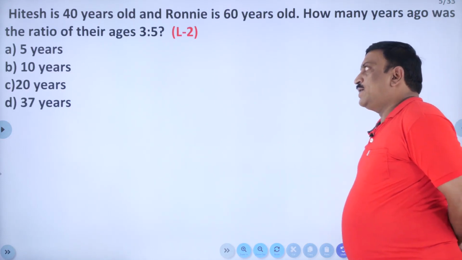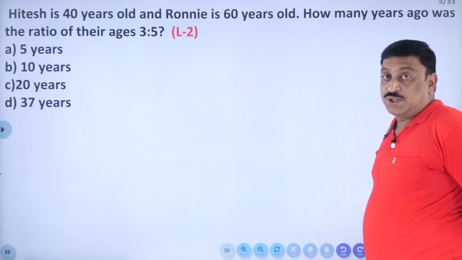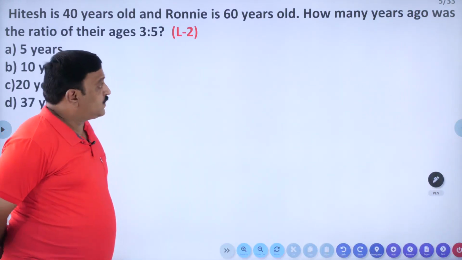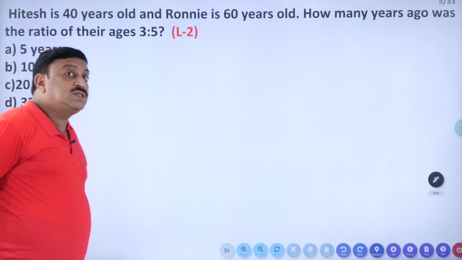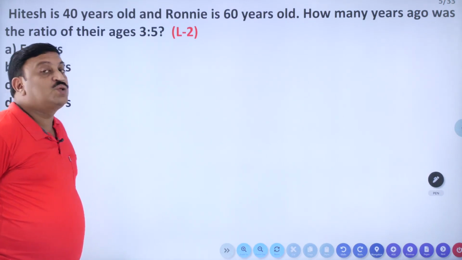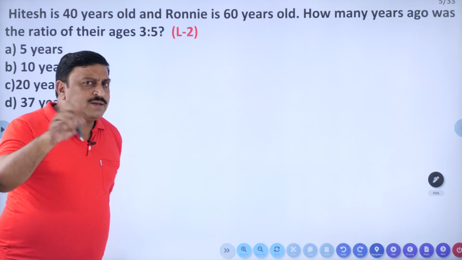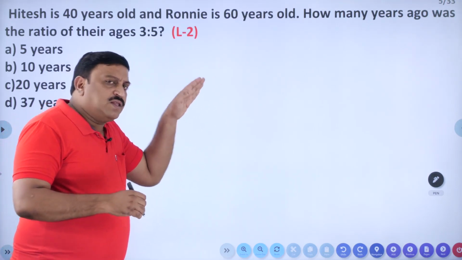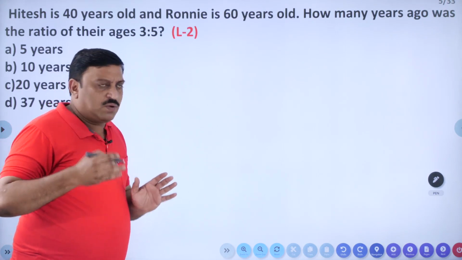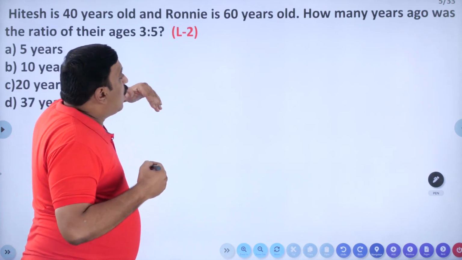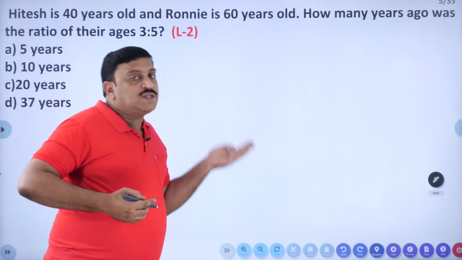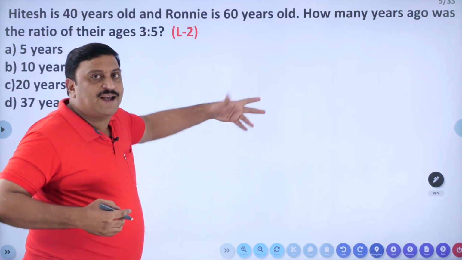Hitesh is 40 years old and Roni is 60 years old. How many years ago was the ratio of their ages 3:5? Again, same type, right? I can say that this model and that model are both almost similar. Okay, so this one, how many years ago was the ratio 3:5? That one is a separate model, a separate type I can say.